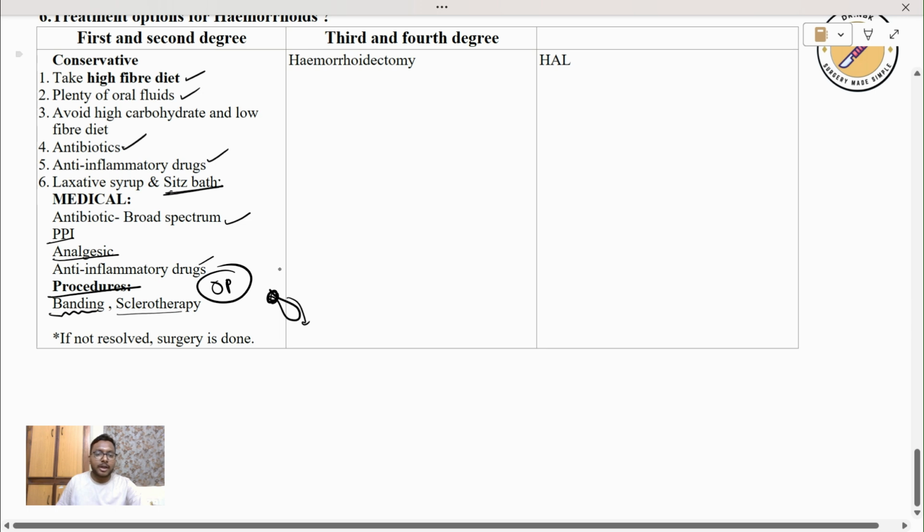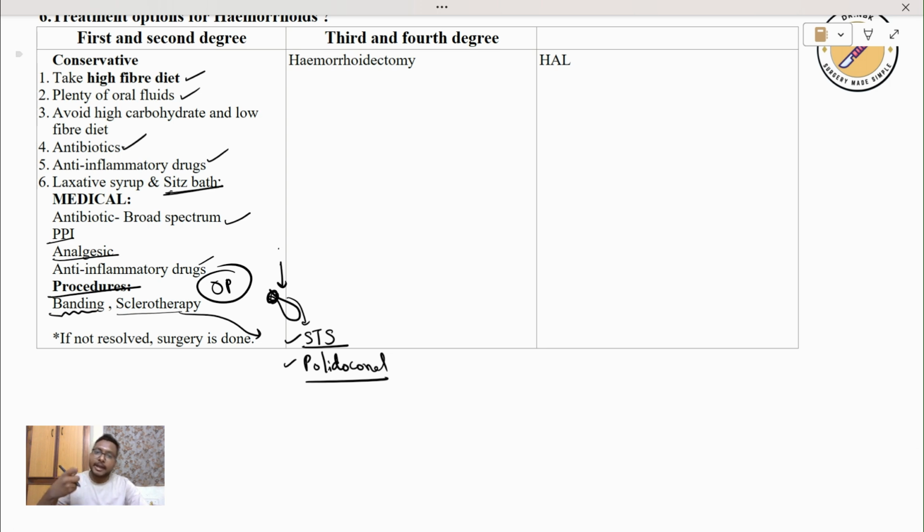Otherwise, you can inject a sclerosing agent here. So, what are the important sclerotherapy agents you are using? One is sodium tetradecyl sulfate, and you can also use polidocanol. These are the important sclerotherapy agents we will use to inject into the base of the hemorrhoid. Again, the mechanism is the same. The intima will get fibrosed and it will undergo ischemia, and the hemorrhoid will fall off by sloughing off.